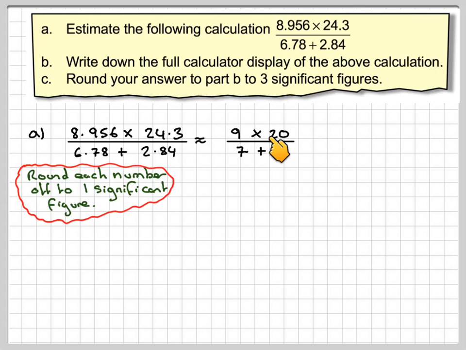Now 9 times 2 is 18, so we add the 0, we get 180, and then 7 plus 3 is 10. 180 divided by 10 is 18. So that's an approximation for that calculation.